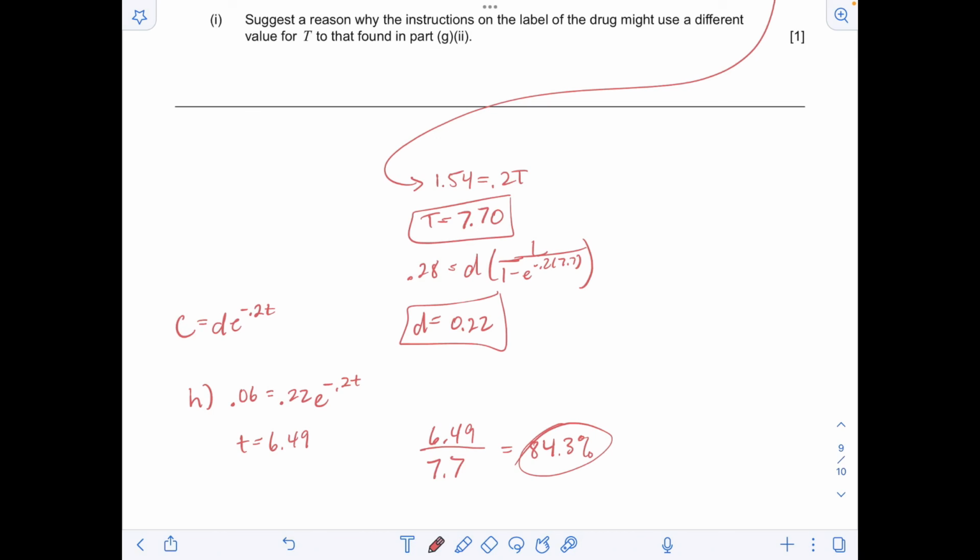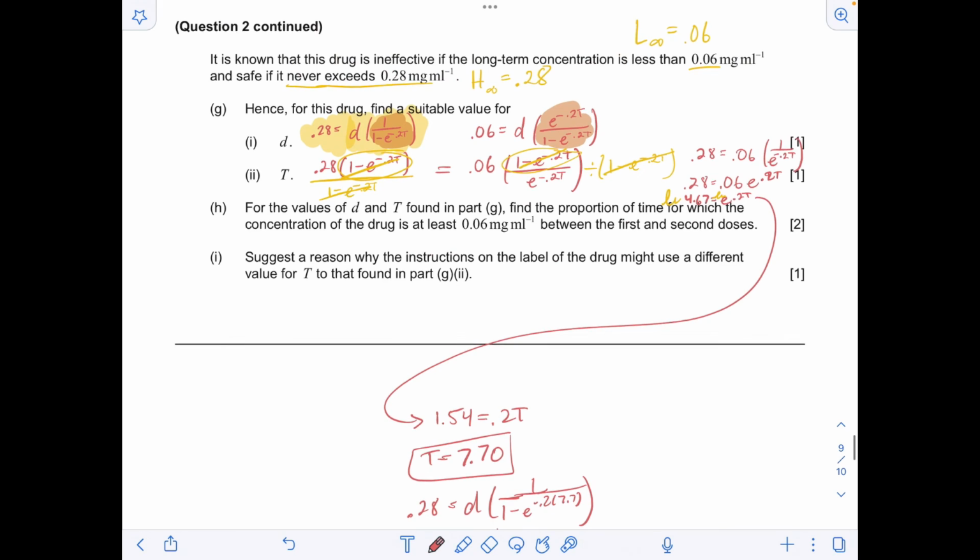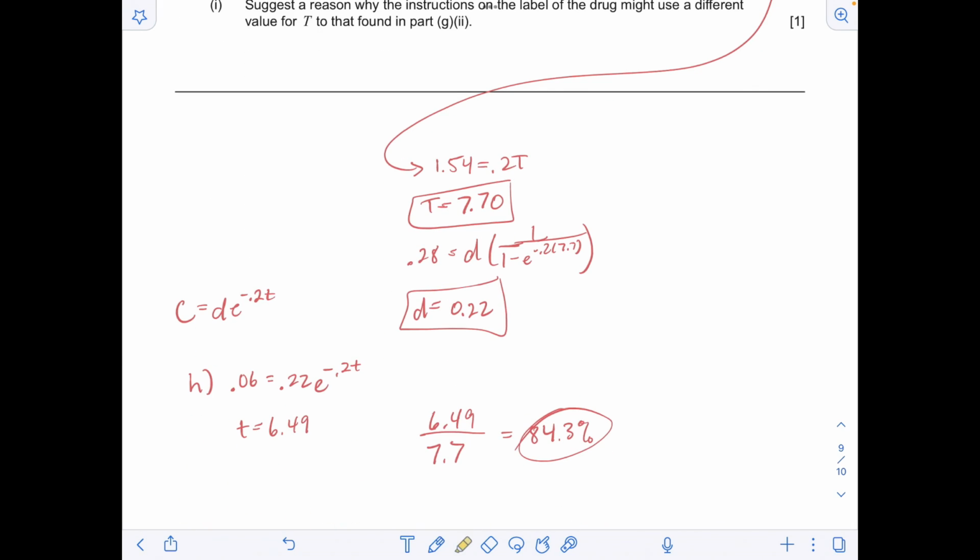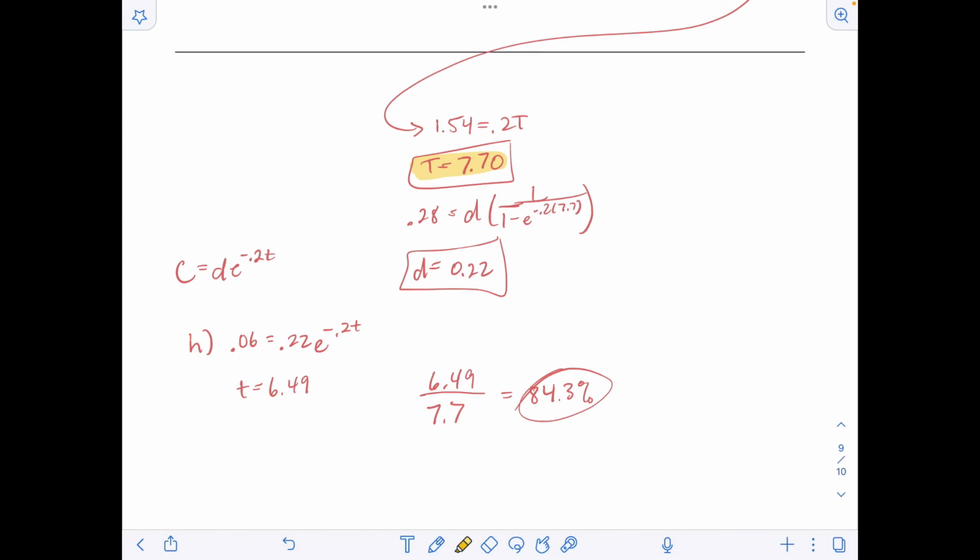And finally, suggest a reason why the instructions on the label of the drug might use a different value for capital T than found in part G2. We found for G2 that T equals 7.7. In other words, the length of time between doses should be 7.7 hours. So why do you think that might not be the instructions that are used?